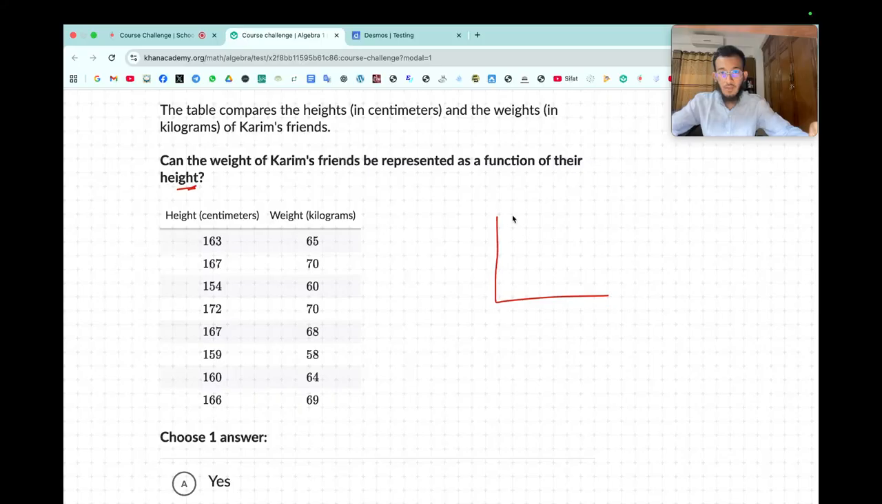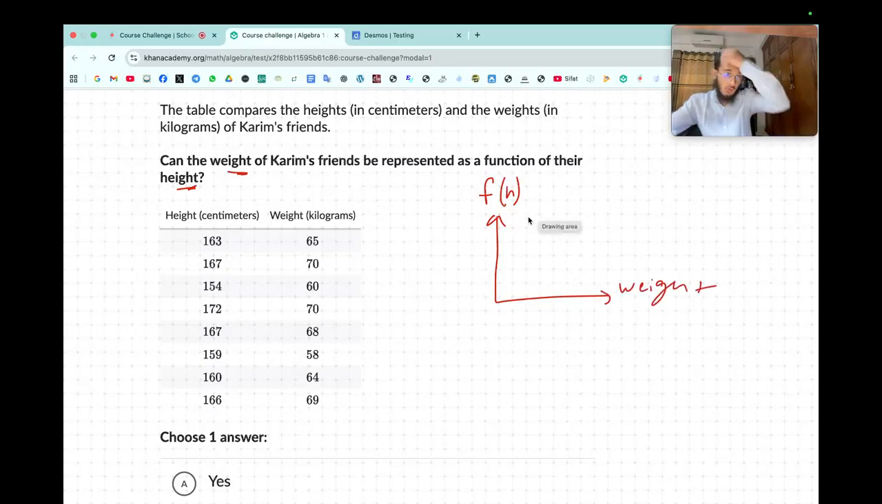So function of height is on the y-axis, and weight of Karim's friend, so weight should be on the x-axis. Okay, so can the weight of Karim's friend be represented as a function of their height.